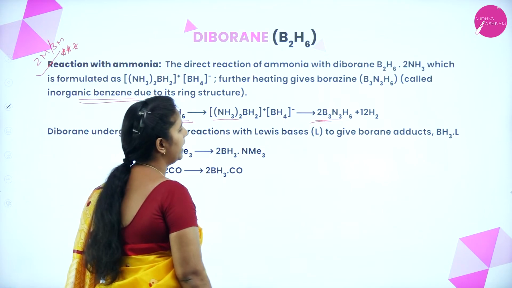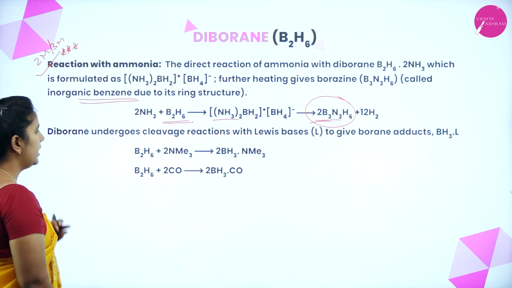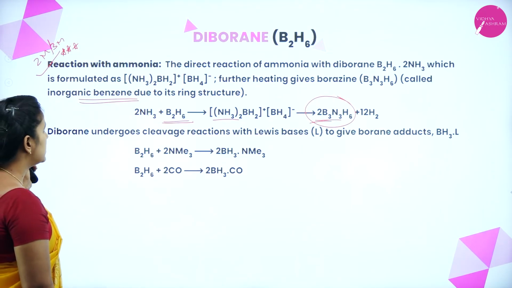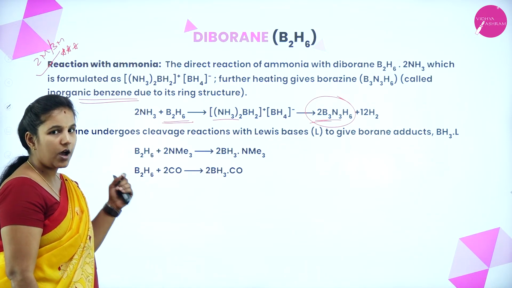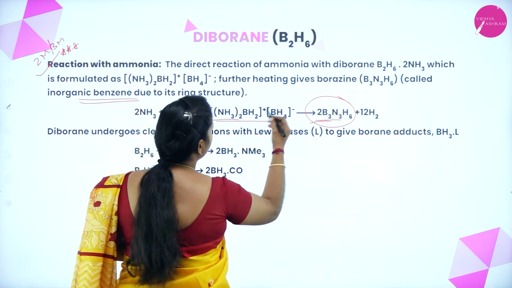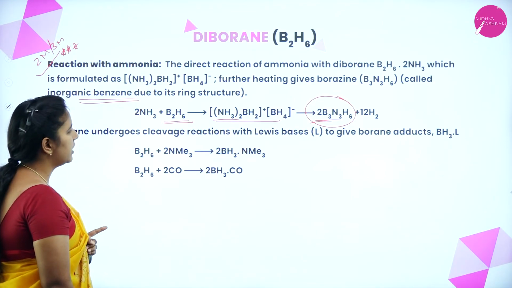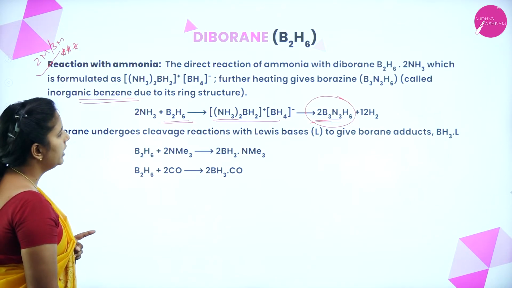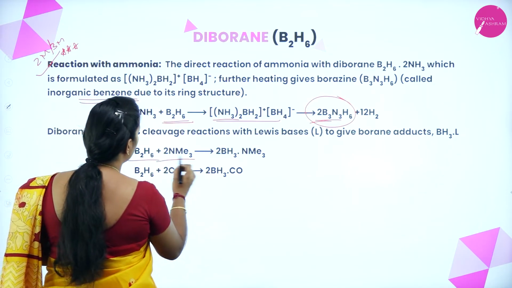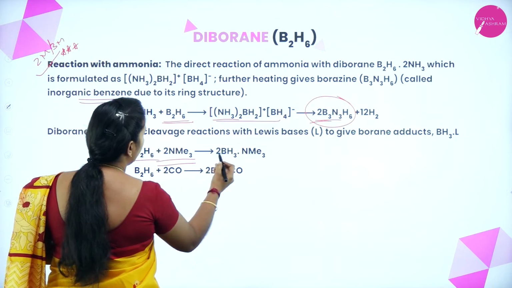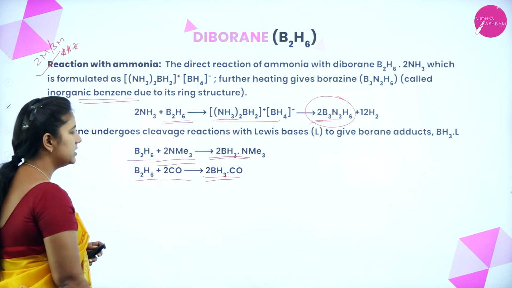Upon further heating, this gives rise to B3N3H6, which is also known as inorganic benzene. So for your examination, they'll ask you what inorganic benzene is. It is nothing but the product of the reaction of diborane with ammonia, which gives a complex compound, which upon further heating gives inorganic benzene. Diborane undergoes cleavage reactions with a Lewis base to give boron adducts, that is BH3L, an intermediate compound. It can also react with carbon monoxide and form BH3CO.